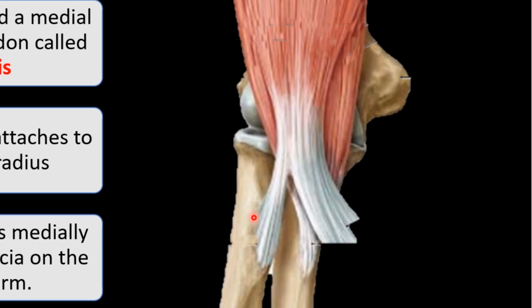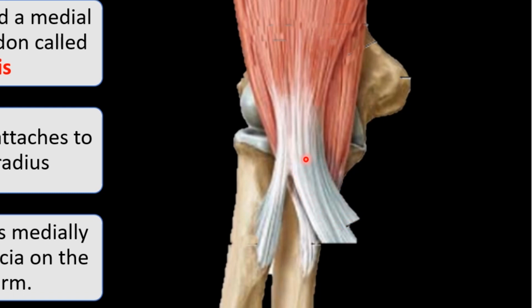But there is this part of the tendon that moves medially. Remember, the radius is on the lateral part and the ulna is on the medial part. So this is the tendon coming down. The lateral part of the tendon moves down and inserts on the radial tuberosity, while the extension from the tendon is called the bicipital aponeurosis. Here is the bicipital aponeurosis.